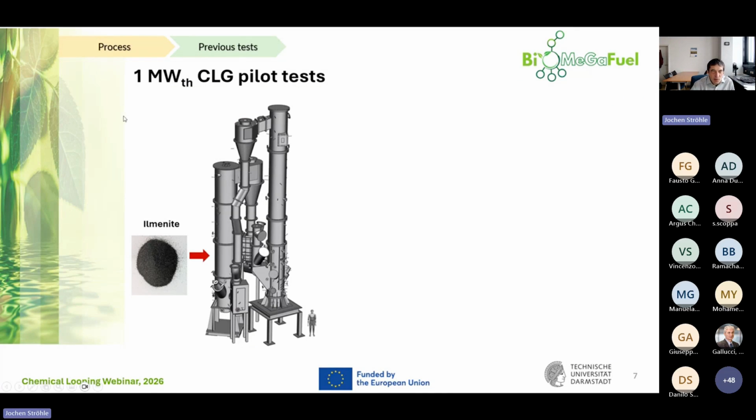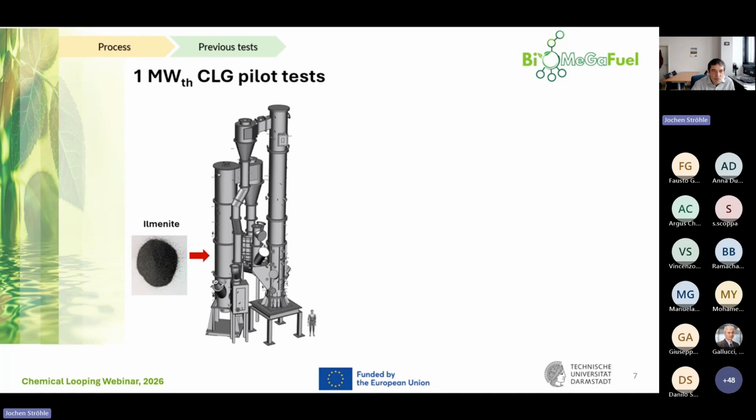For the testing so far, we have mainly used ilmenite. Ilmenite has been proven to be, let's say, a good oxygen carrier for chemical looping combustion. And in the Clara project, which was also funded by the EU and ended a couple of years ago, it was also proven that ilmenite works very well for the gasification reaction. So ilmenite is an ore, contains titanium and iron, and is comparatively cheap compared to, let's say, synthetic oxygen carriers.